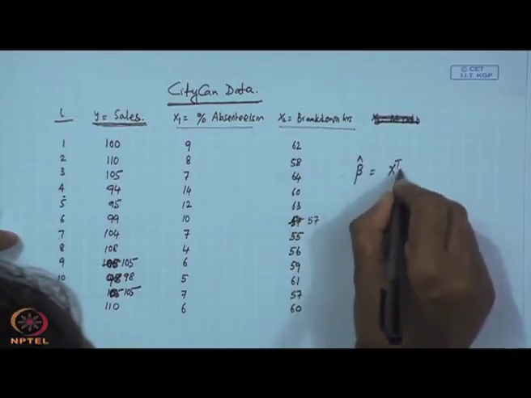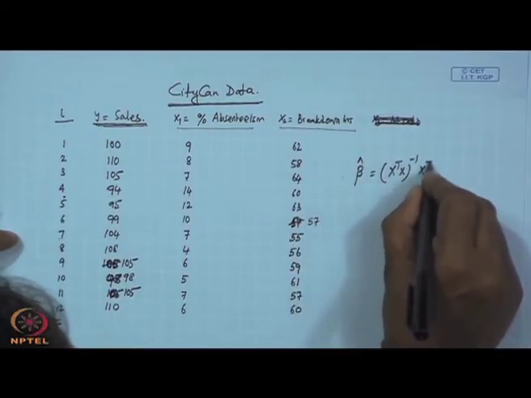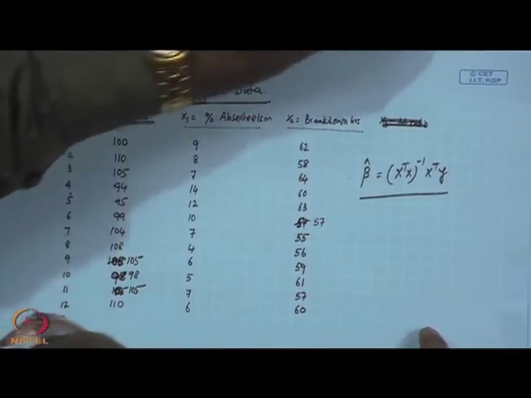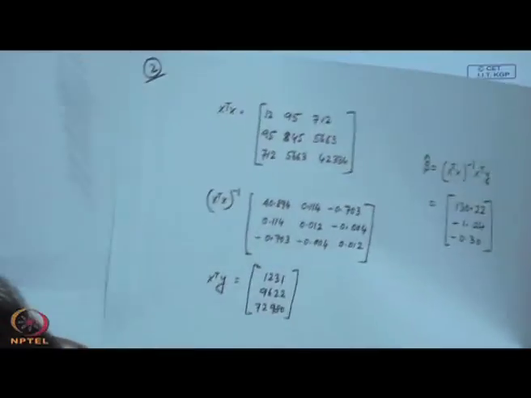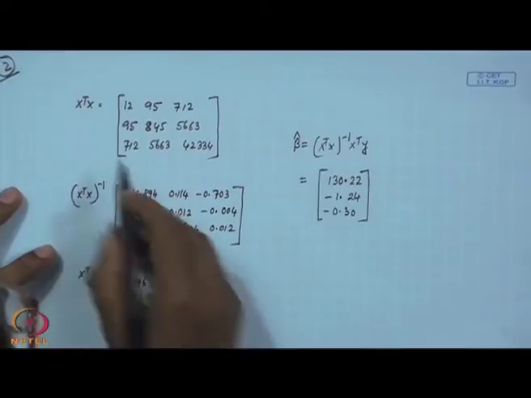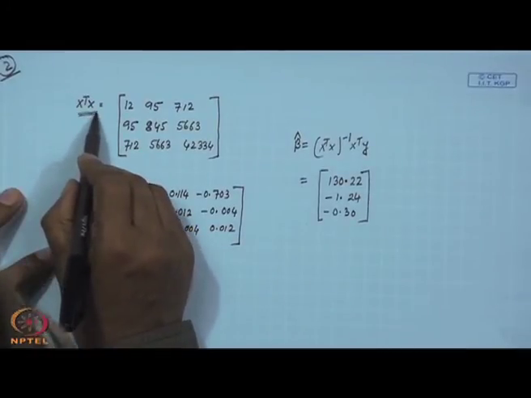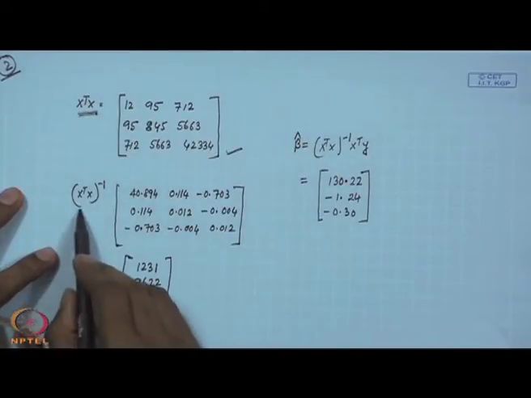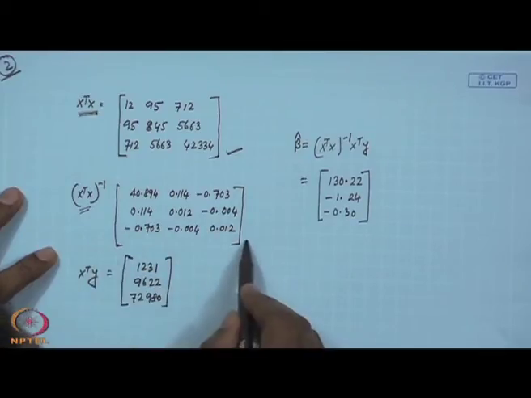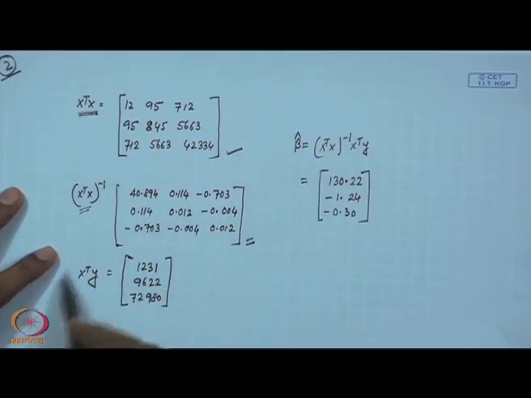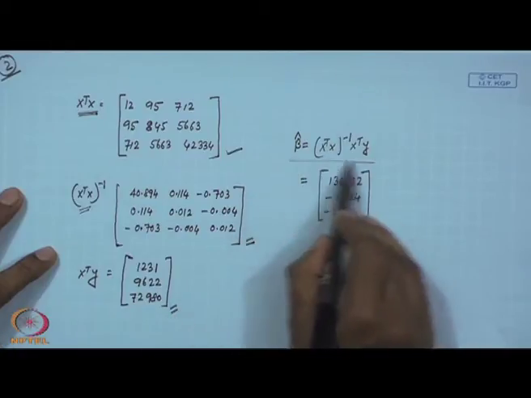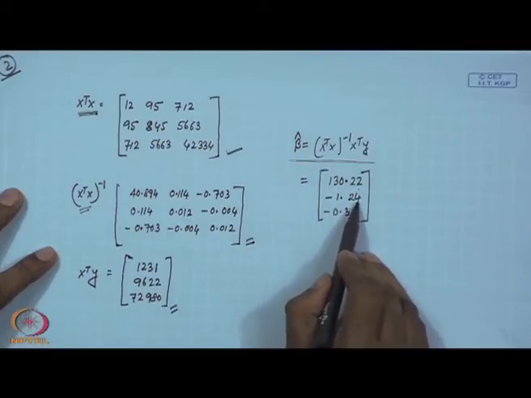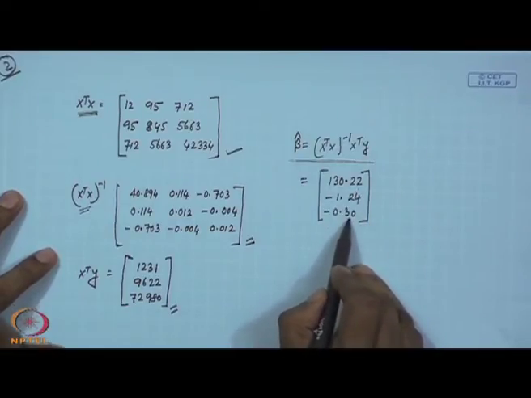So, the first work is you calculate beta cap, this will be X transpose Y. So, we will not go for calculation now because already we have seen this is the data matrix X, the conversion from X to X transpose X, these are the values. X transpose X inverse is also computed and these are the values, and X transpose Y is these values, and if you calculate this then your values are 130.22, minus 1.24, minus 0.30.